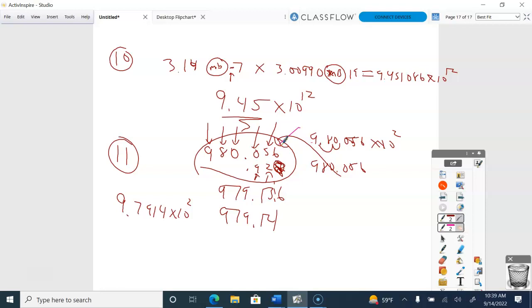Yes, ma'am. Is this rule the same for addition? Like if you were to... Yes. Addition, subtraction, the same rule. Okay. Multiplication, division is the other rule, which is count the number of significant digits and your answer has to be the same amount. Yeah. Okay? A.